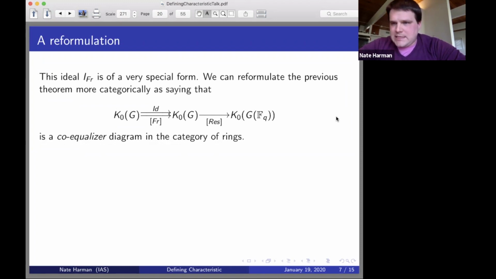The point is, this ideal is not a general ideal. It's a very special ideal. It's generated by these specific elements, and we can reformulate this statement as something categorical in the category of rings. What this is saying is that this restriction to the Grothendieck ring of the finite group is a coequalizer of the identity map and the Frobenius twist map on the Grothendieck ring of the group.